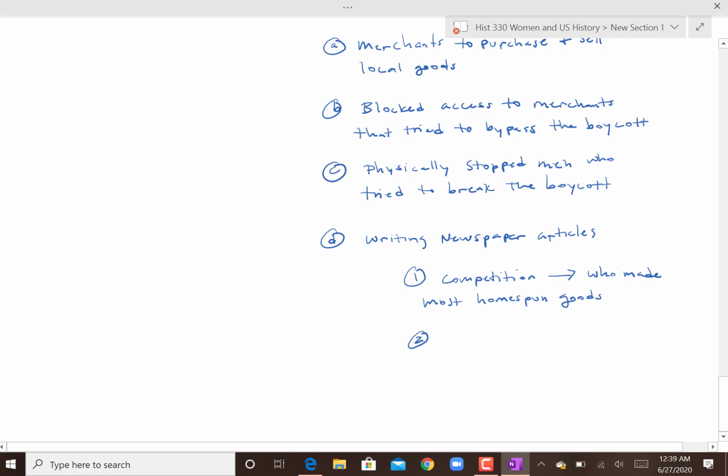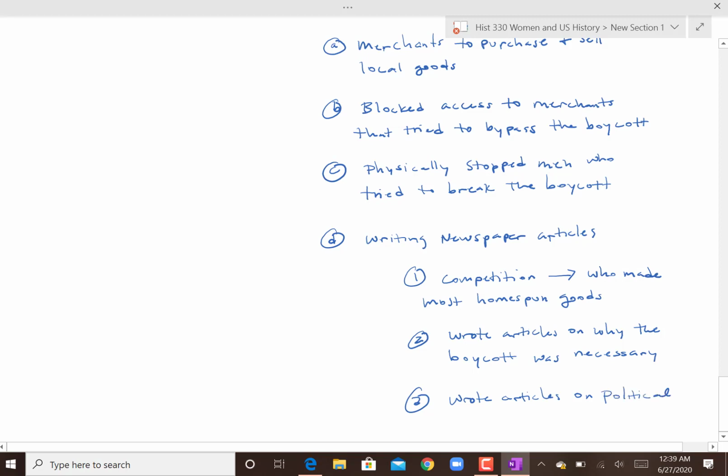They also wrote articles on why the boycott was necessary, as well as their personal feelings on the politics. So that was on why the boycott. They also wrote articles, just like with the Stamp Act, on politics and the colonial future.